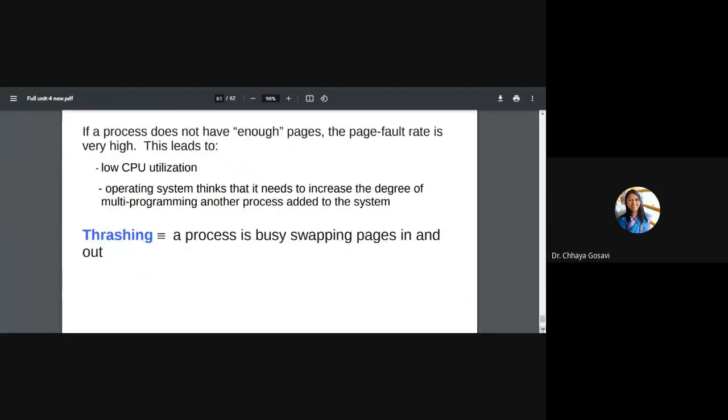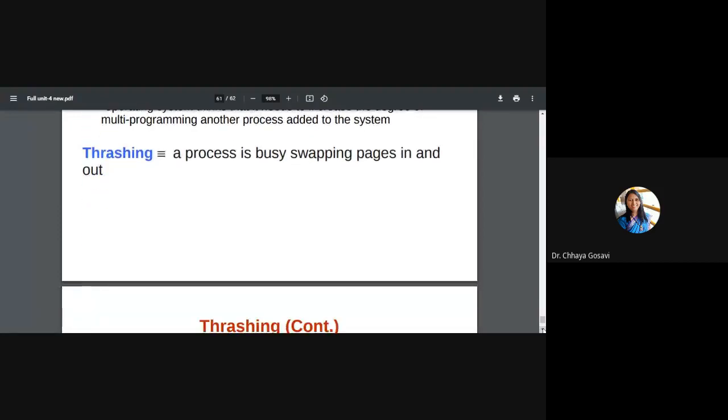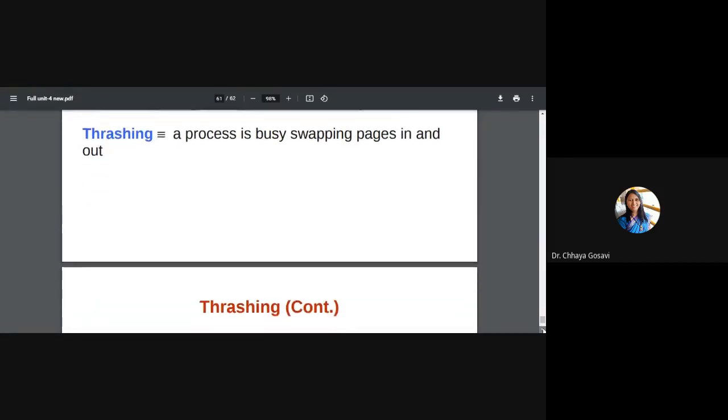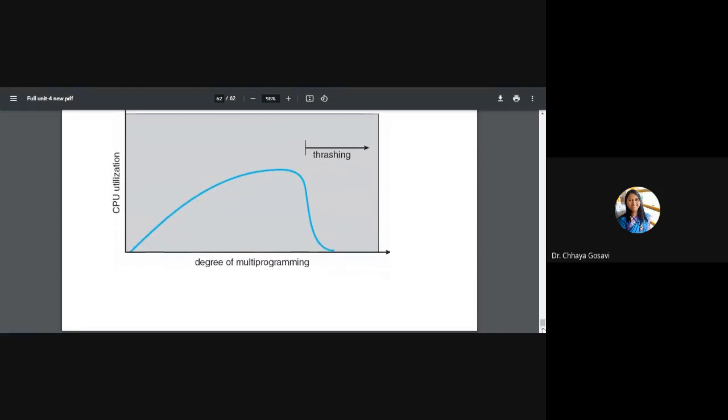We discussed thrashing. A process is busy swapping pages in and out, and in short, it decreases CPU utilization. This is when we increase the degree of multiprogramming; at a certain point, CPU utilization will reduce. Any queries in memory management unit?